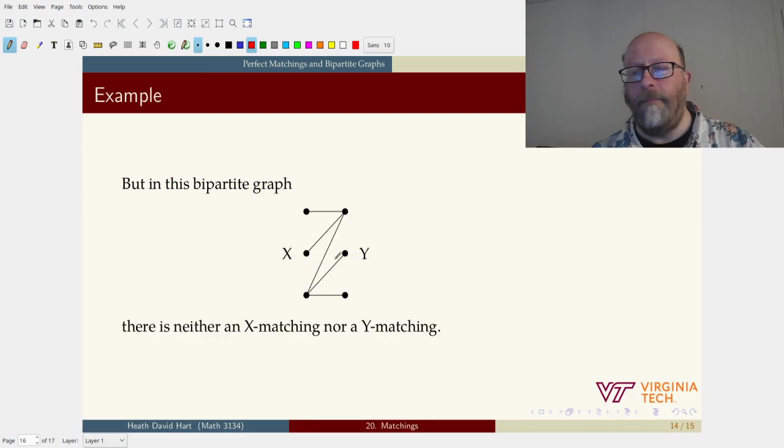But here's a graph that has 3 vertices in X and 3 vertices in Y, and yet there's neither an X matching. Because these 2 vertices in X both want only one partner in Y. They can't both have that same partner because we're not allowed to repeat. So there is no X matching. And then for the mirror image reason, there is no Y matching because 2 vertices in Y share one partner in X. So since the vertices in X and Y can't figure out a way to share, there is no X matching or Y matching. Even though the graph has enough vertices to make a matching possible, it doesn't have enough neighbors.